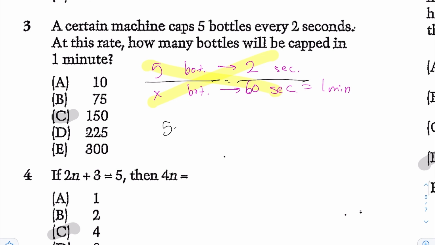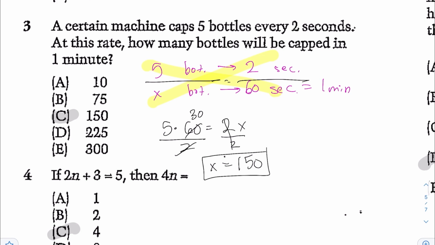So you have 5 times 60 is equal to 2 times x. Then if you divide by 2 on both sides, you get that x here is equal to 5 times 30, or 150. So that's going to be choice C. So you can set up your proportion and then just cross multiply and solve.